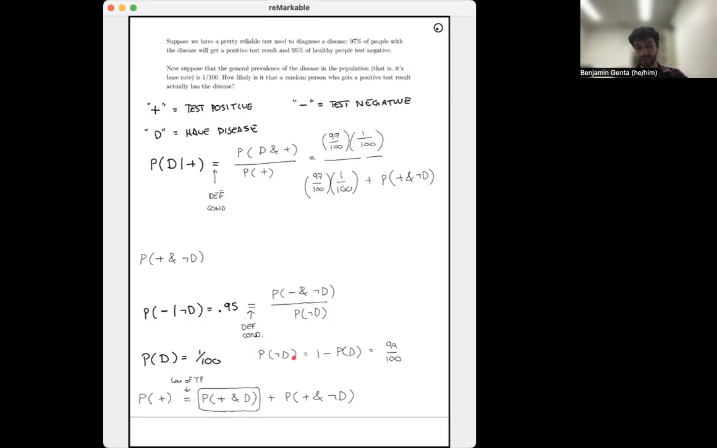Right? Because we derived this in class. So the probability of having the disease or not having the disease is equal to 1, right? That's just a tautology. And they're mutually exclusive, so you can separate it out. And we know what the probability of having the disease is. It's 1 over 100. So the probability of not having the disease is 99 over 100. And so this implies that we have 0.95, which is 95 over 100, over 99 over 100 is equal to the probability of testing negative and not having the disease.